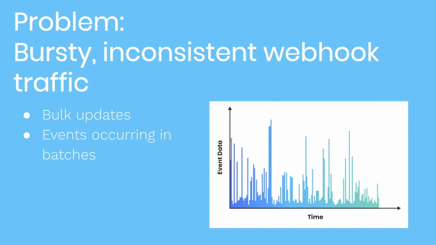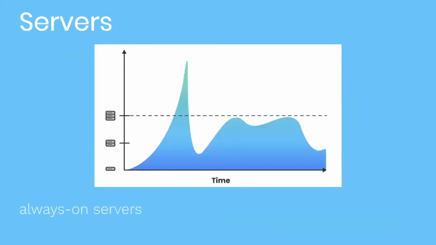So what does this kind of traffic look like on your infrastructure? Okay, so with always-on servers, you are just happily handling your requests for some time until you experience that big wave of webhook traffic. But there's no means for you to scale those servers instantly, and so the infrastructure just can't handle the load.